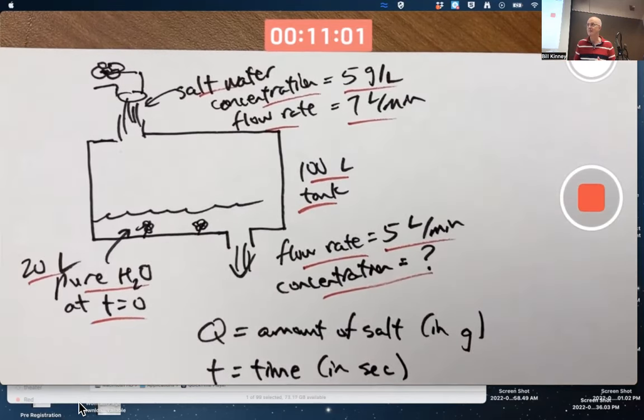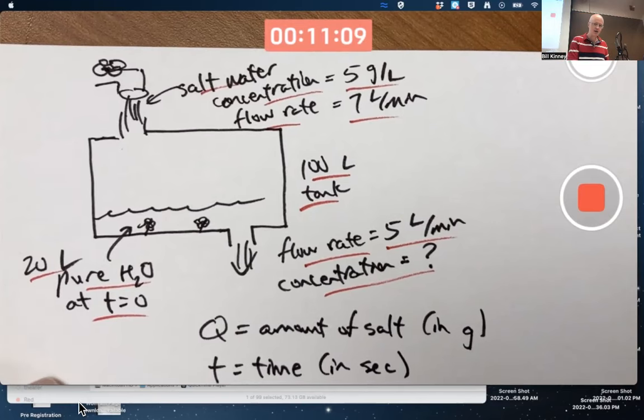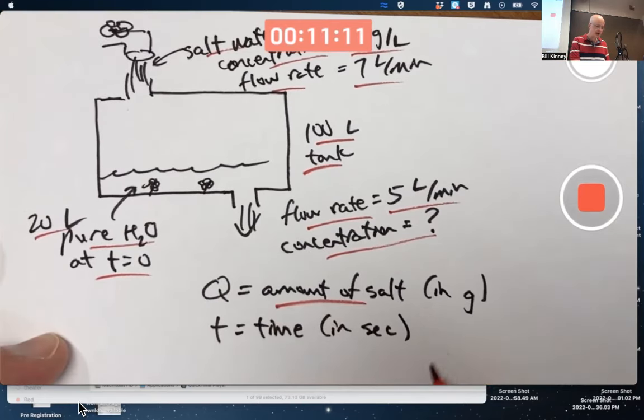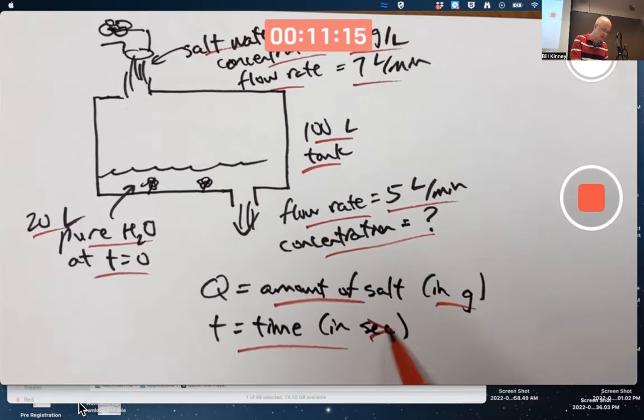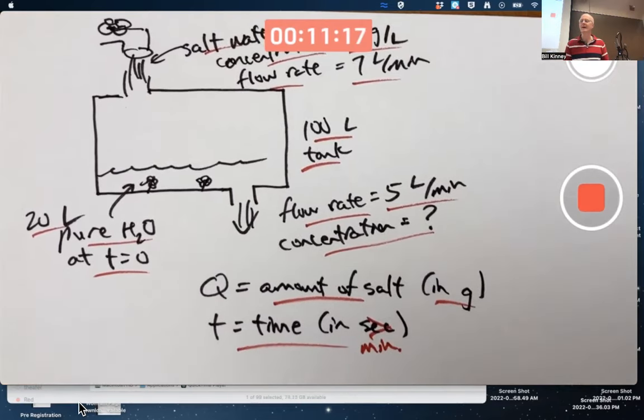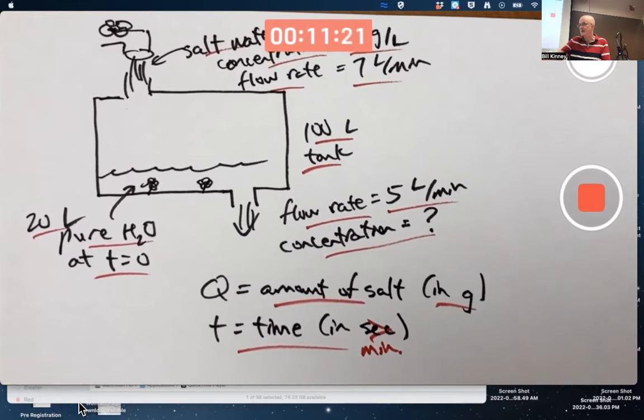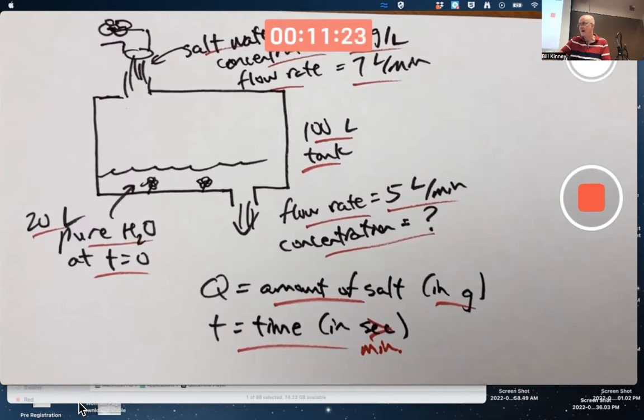In fact, that's the hard part, is the concentration is changing. That's why you need a differential equation to ultimately model the amount of salt in the tank in grams as a function of time, not in seconds, but in minutes. Okay. And if we know the amount of salt, we could also figure out the concentration of salt too, right? Divide by the volume.